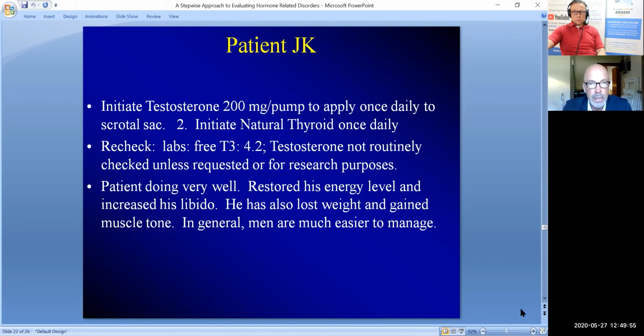Okay, initiated testosterone 200 milligrams per pump. Apply once daily to scrotal sac. You'll notice that actually most times, Shawn, when you've sent out testosterone, it's applied to the shoulders, but the scrotal sac really is the best absorption site. And you talked about that at your last session as well.